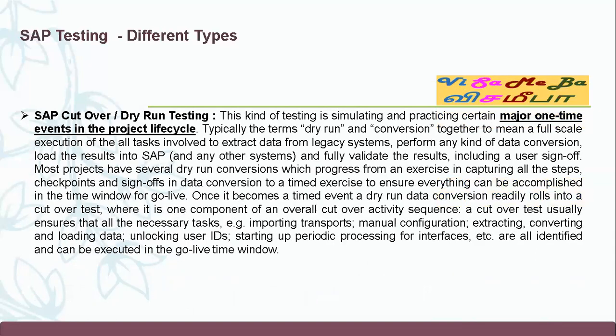Cutover or dry run testing is when major one-time events in the project life cycle are being tested. A dry run or conversion together mean a full-scale execution of all the tasks involved to extract data from legacy systems, perform any kind of data conversion, load the results into SAP, and so on.